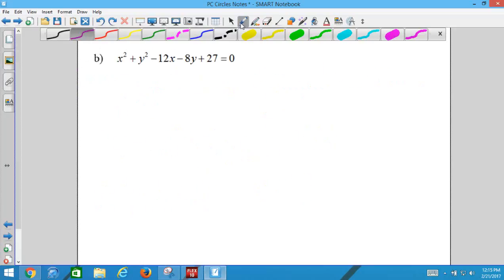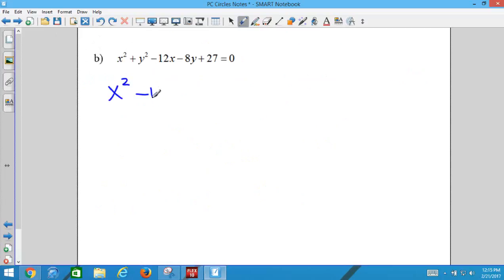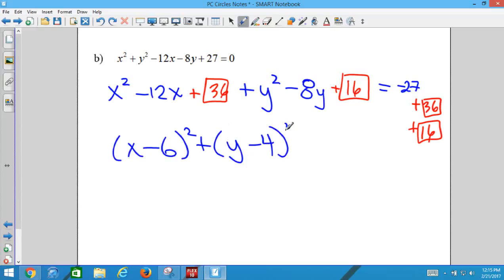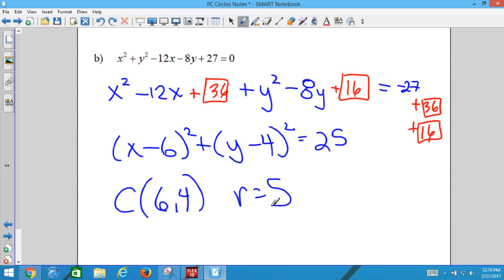Let's try this one. We do complete the square. We do x squared minus 12x, leave a space. It's y squared minus 8y, leave a space, move the 27 over. So what's going to go in my first square? 36. And 16. And then you just find your information for that.